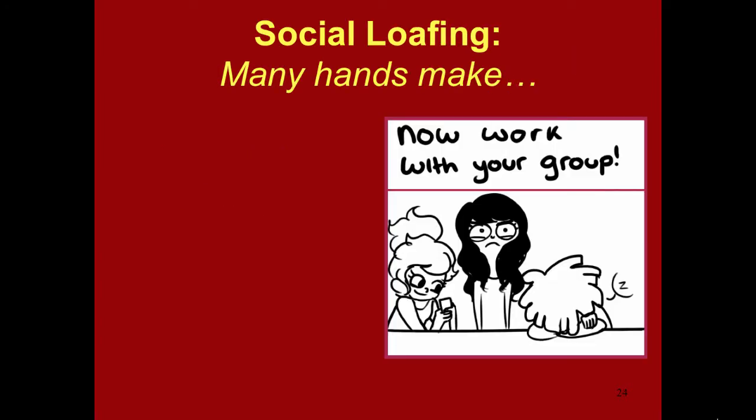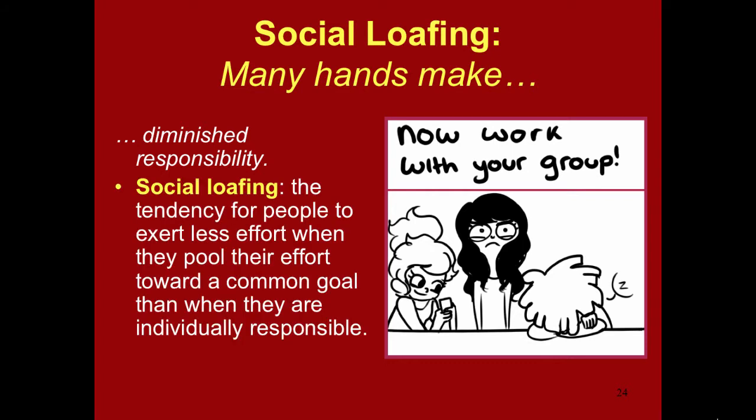With social loafing, many hands make diminished responsibility. This is almost counterintuitive because one would think that the more people there are to help, the more productive a group would be. But at a certain point, groups stop generating ideas and solutions commensurate with their size. Research says the optimum number is less than 6 people. So, what exactly is social loafing? Social loafing is the tendency for people to exert less effort when they pool their effort toward a common goal than when they are individually responsible.